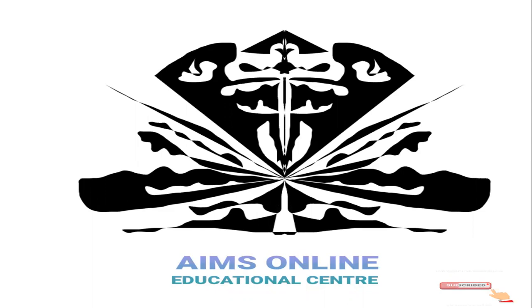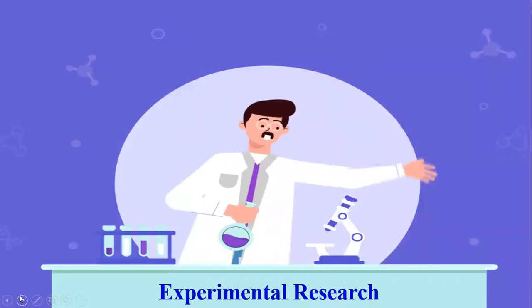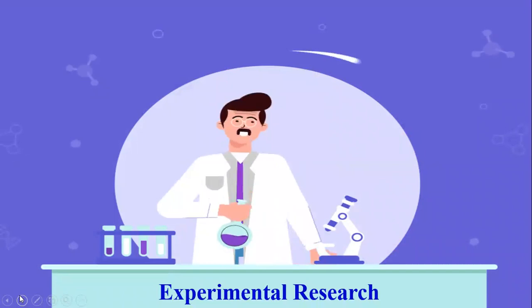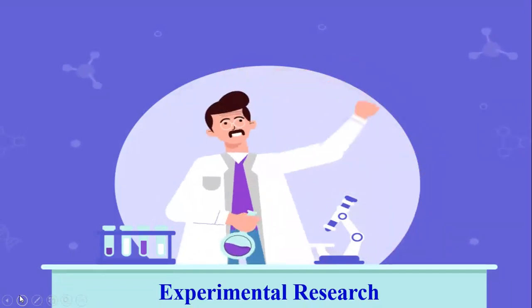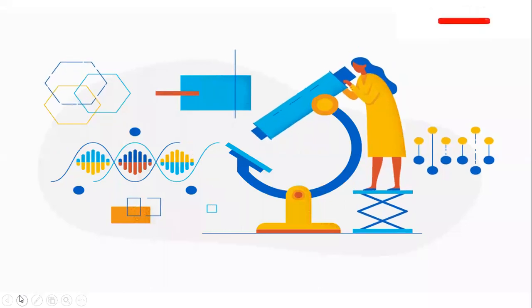Today we are discussing research, and today's main and important type of research by method type is experimental research. Experimental research, as its name suggests, involves an experiment and a specific method, because it is a type of research by methods. So let's start our lecture.